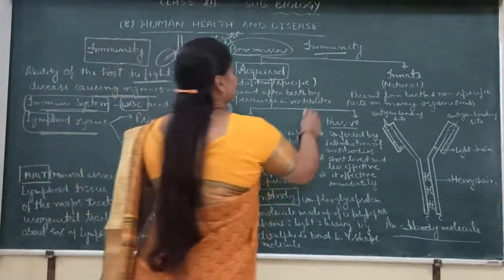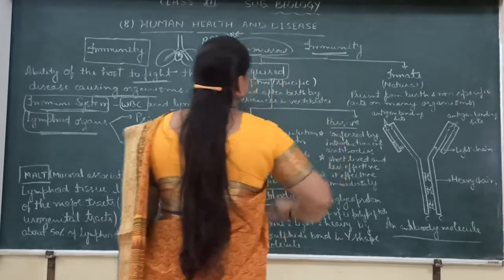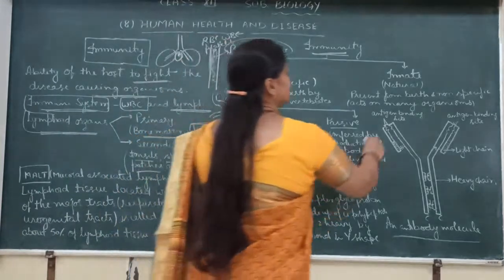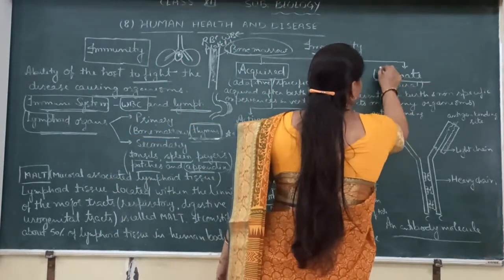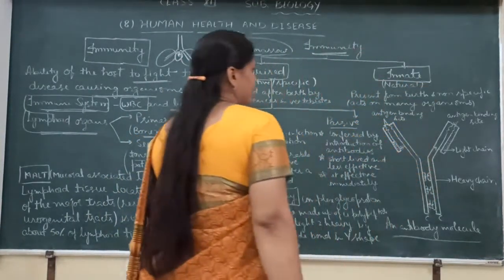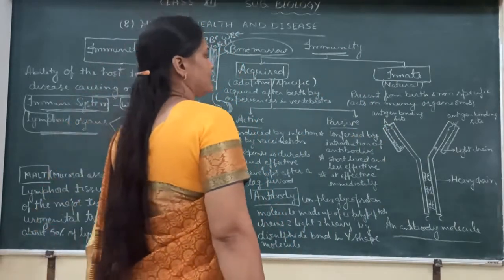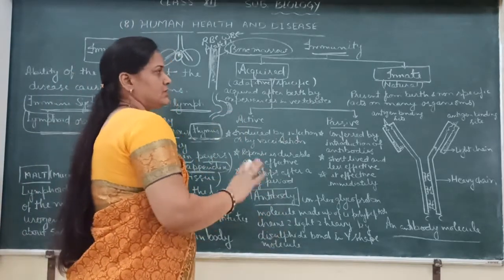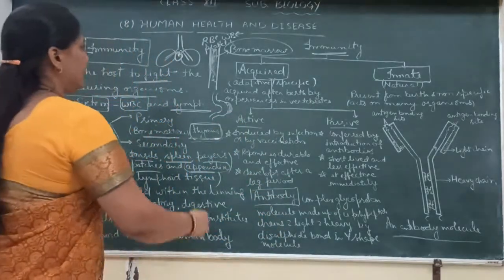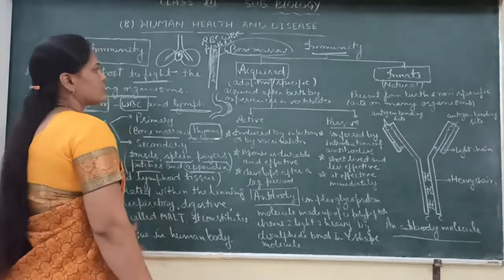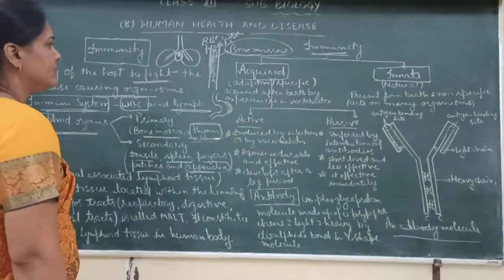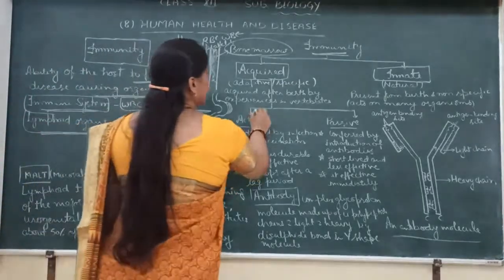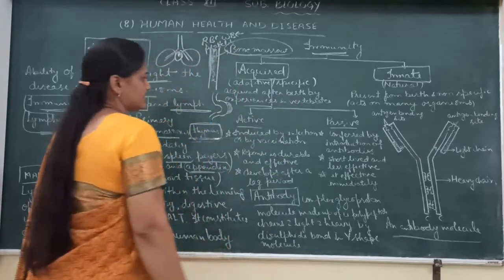Now we come to the types of immunity. Immunity is of two types, acquired and innate. Innate immunity is the natural immunity. It is present from birth, and it is non-specific. Non-specific means it acts on many organisms, not a particular organism. And acquired immunity is also known as adaptive or specific immunity. It is acquired after birth by experience, and it is present only in vertebrates.